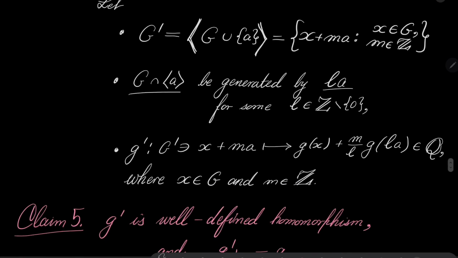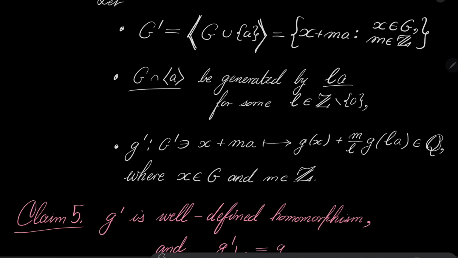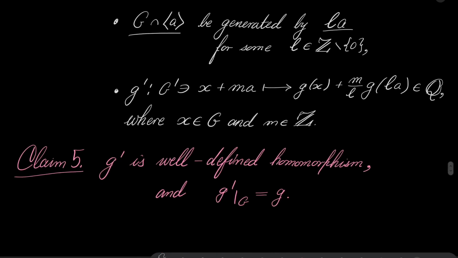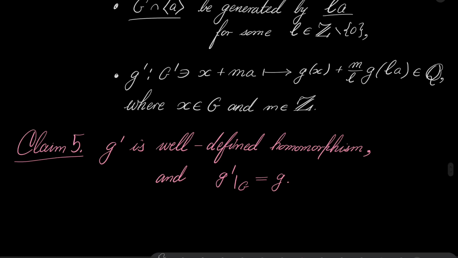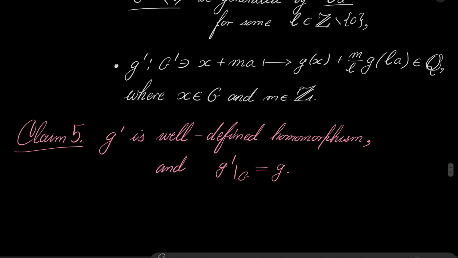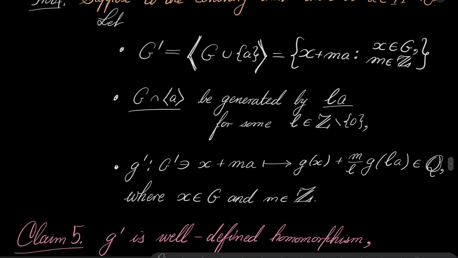And we will define a new function g'. Going from this new bigger group G', it will take an element of the form x plus mA, and it will return g(x) plus m over L times g(LA), where x is in group G and m is an integer. And my fifth and final claim is that g' is a well-defined homomorphism which extends this homomorphism g, which will immediately give us a contradiction. So it's the outline. If you wish, pause and ponder upon this problem, but it is hard, it is technical.